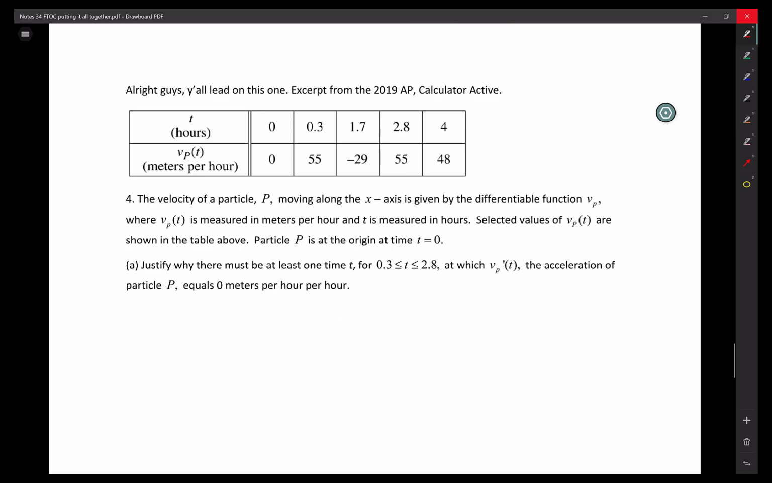All right, guys. So yeah, let's go ahead and get started. We're continuing yesterday's notes. It's from the 2019 AP exam and it's calculator active. So you're going to need a calculator. So take out your calculator, guys.